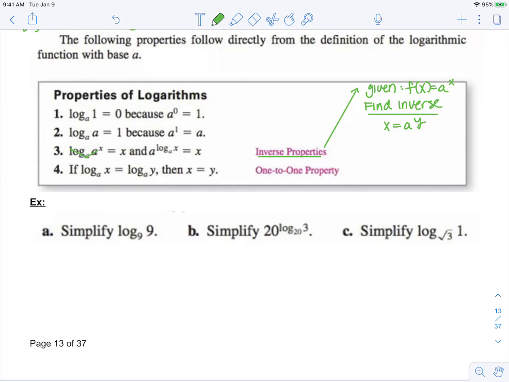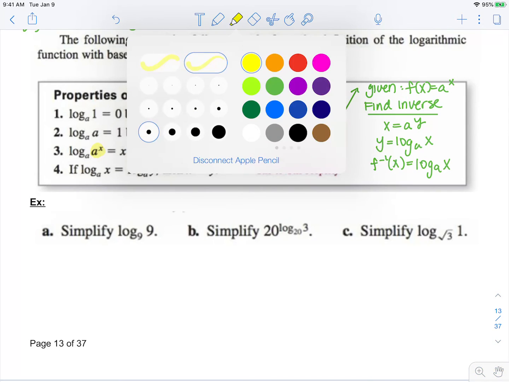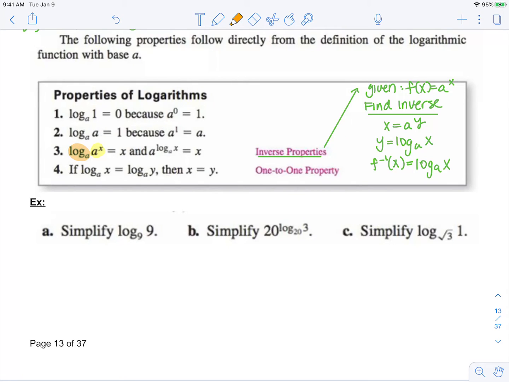And then if we want to solve for y, y is our exponent. So we know that y equals log base a of x. So that tells us that f inverse of x is log base a of x. So what's happening over here is you're plugging this function into its inverse. And when you take a function and its inverse and you plug them into one another, remember that always leaves x. So log base a of a to the x will cancel out and leave x.